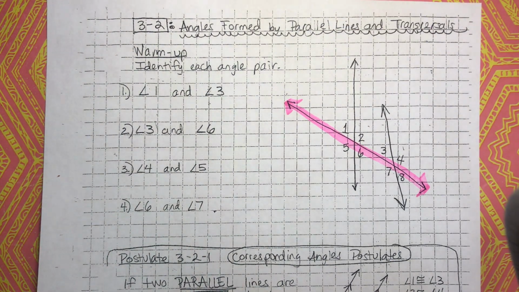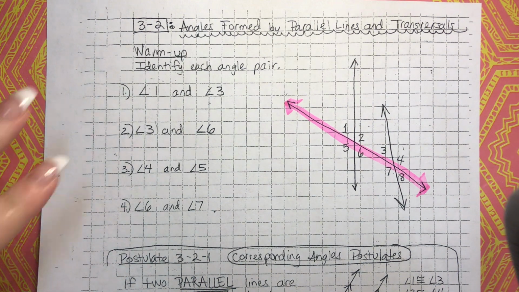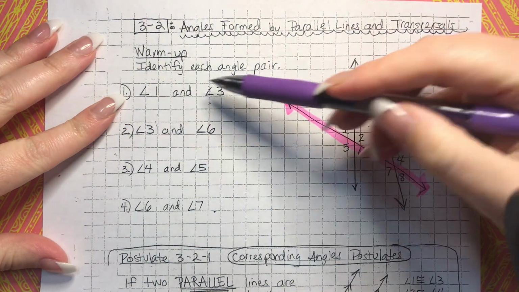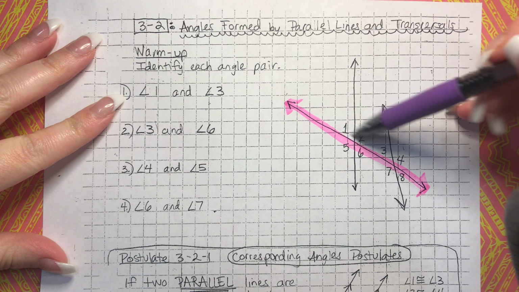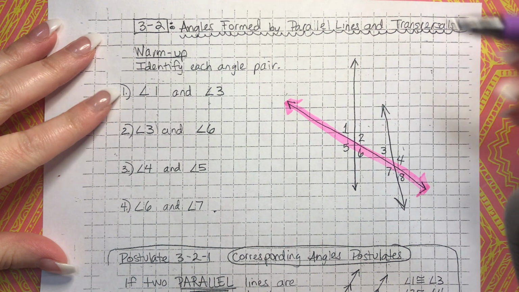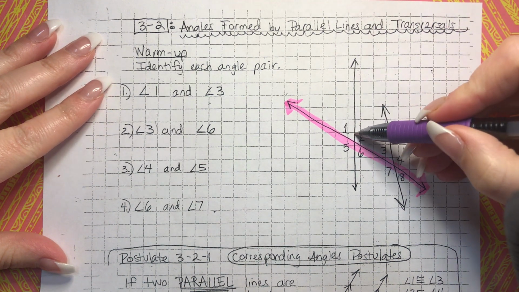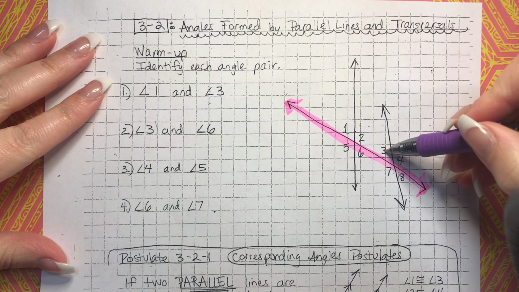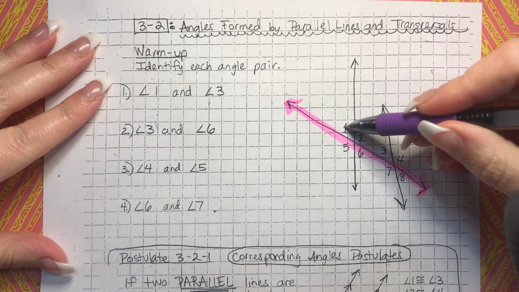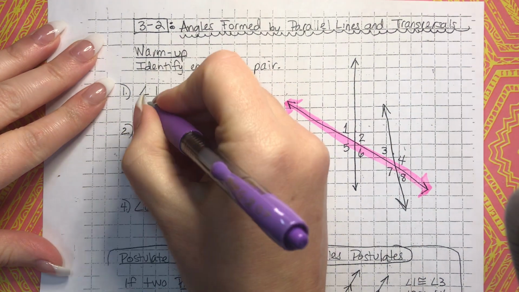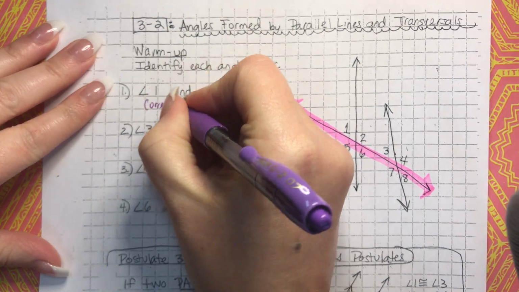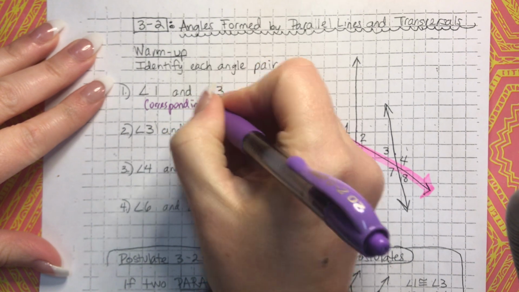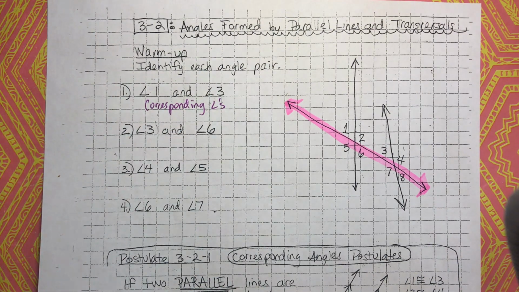So once we've done that, let's talk about each of these angle pairs. Angle 1 and angle 3, notice they're on the same side of the transversal, and angle 1 is on the left side of this line, and angle 3 is on the left side of this line. So that means that these are corresponding angles. So if you got that one right, awesome job.